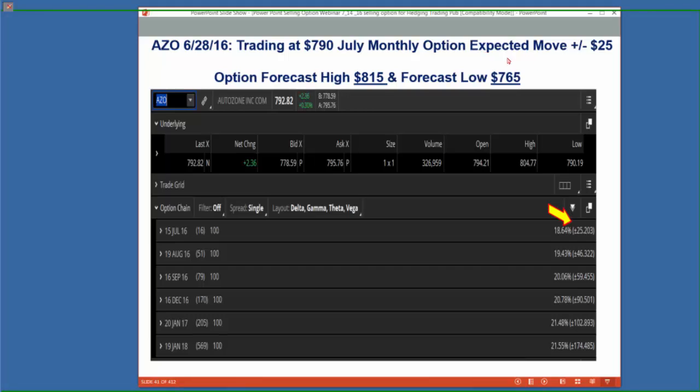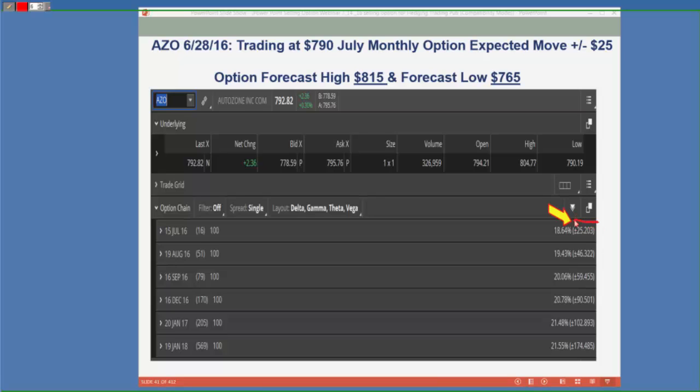See, this is Thinkorswim platform. It'll give you the expected move here, but all the expected move is the straddle price. That's what the expected move is. In this situation, though, I'm given the expected move right here. So it's $25 up or down. So when AZO was trading that day at around 790, the option model with 16 days to expiration gave the expected move of $25 up, which would be 815, or $25 down, which would be 765. So that's the expected move.